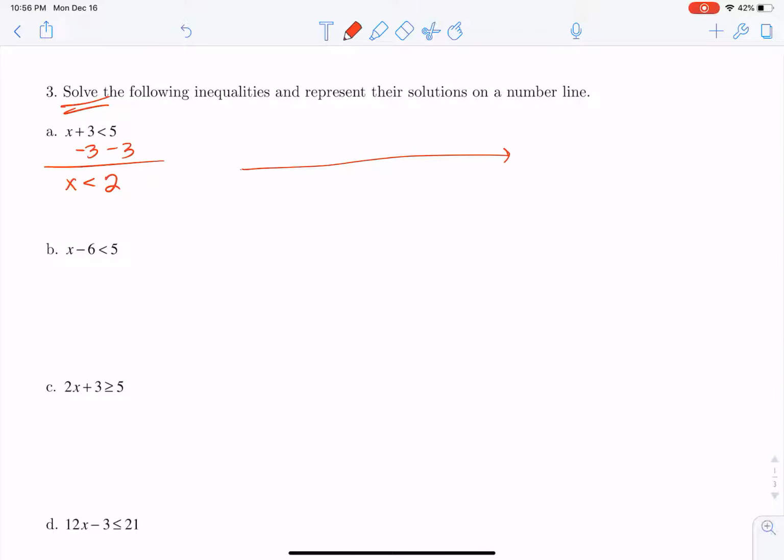And to graph this on a number line, this is a less than and not less than or equal to. So I know that at 2, I can have an open circle and I can shade all of the x values that are less than 2. So looking in this direction over here.